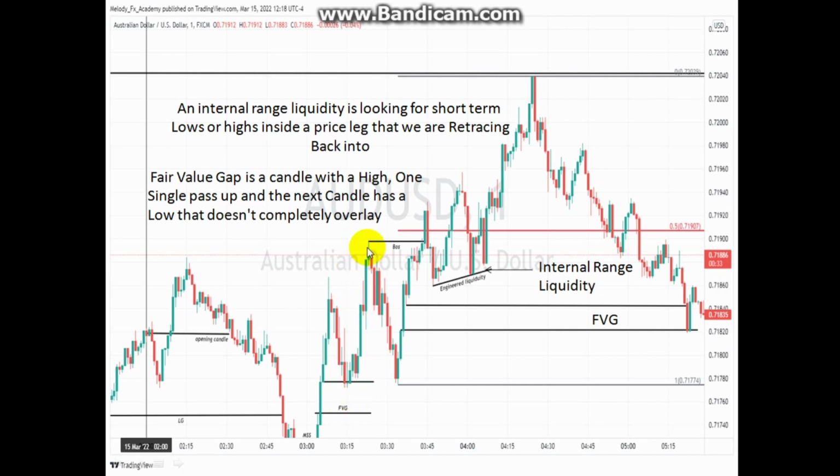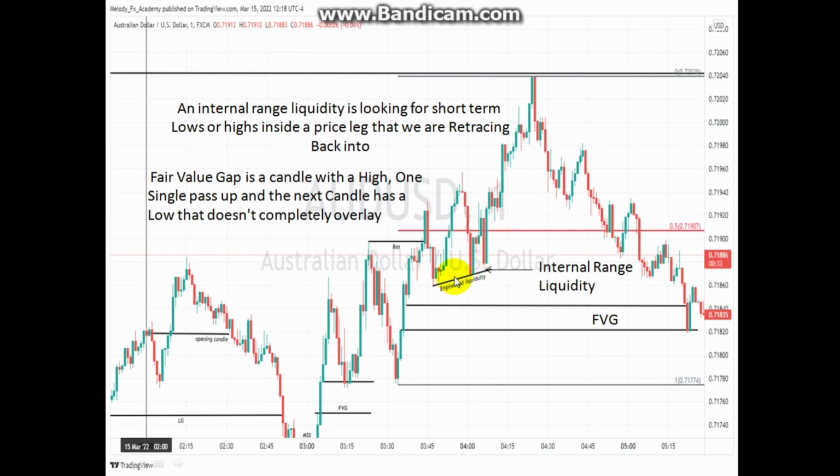Price came back, retraced, came back and broke structure to the upside, and this is known as engineered liquidity. Look at how these lows were engineered to be respecting this trend line. What is going to happen right here is that those who bought down here, as price trades away, are going to bring their stop loss under here.